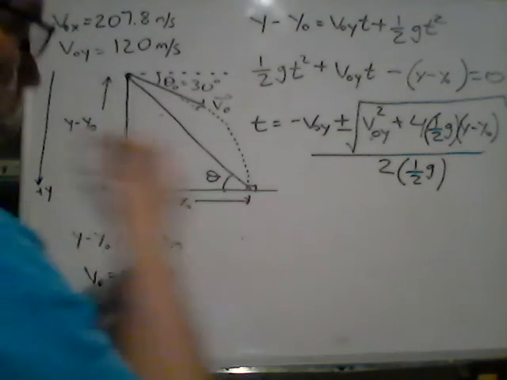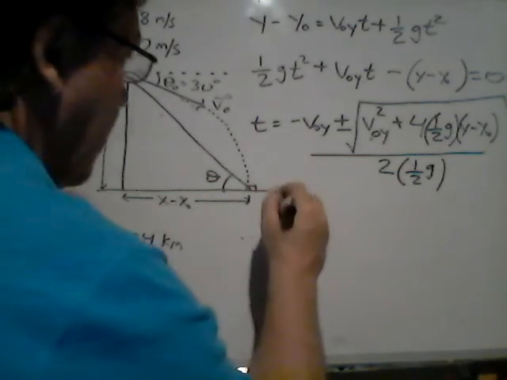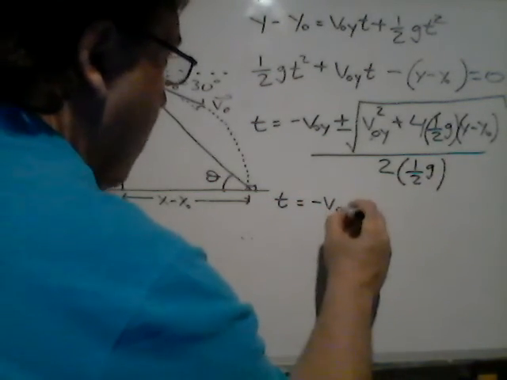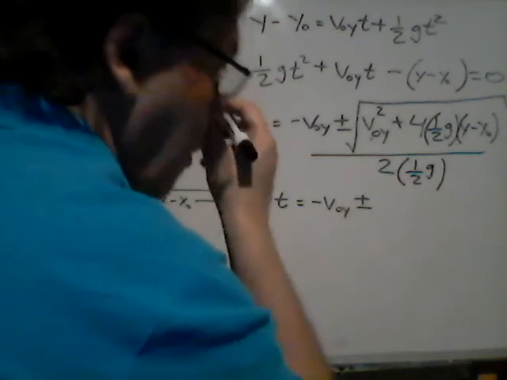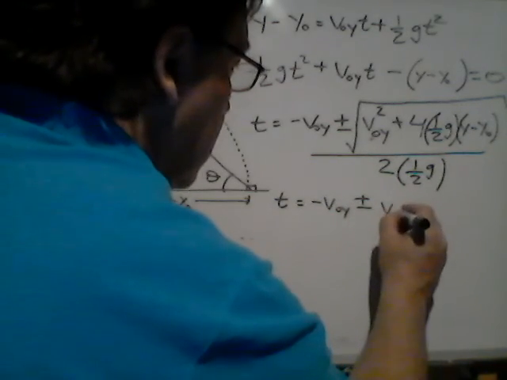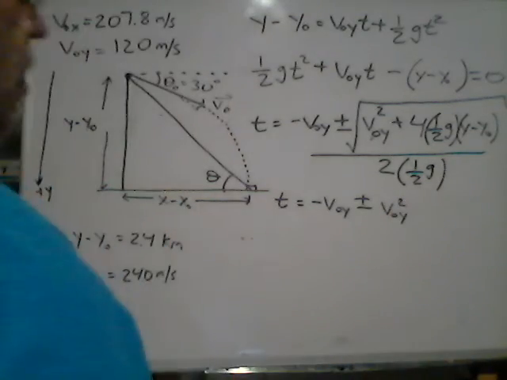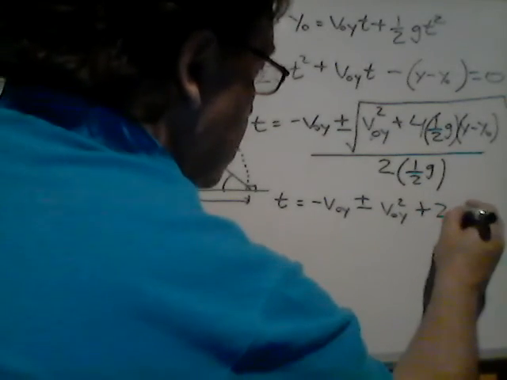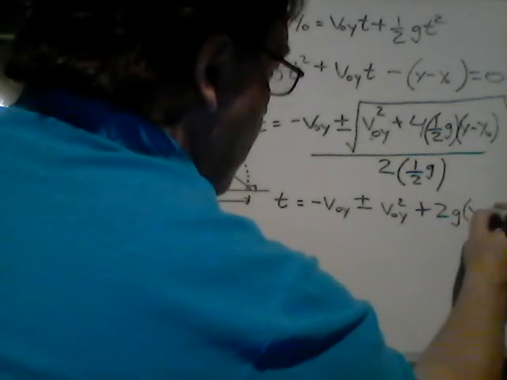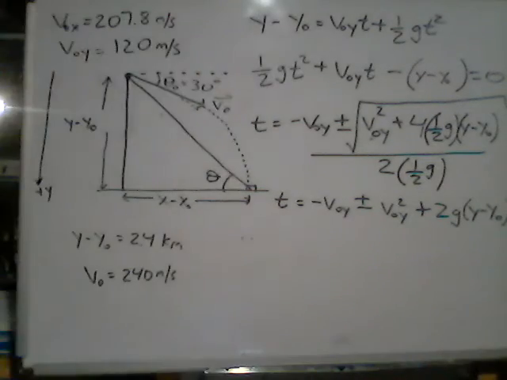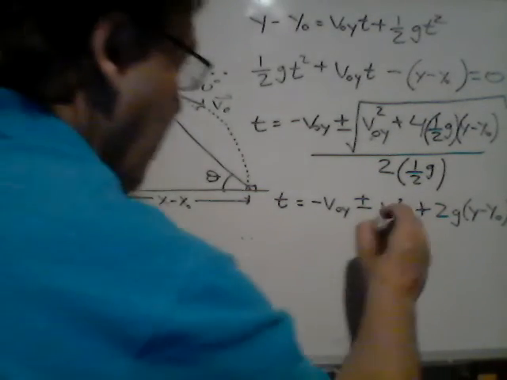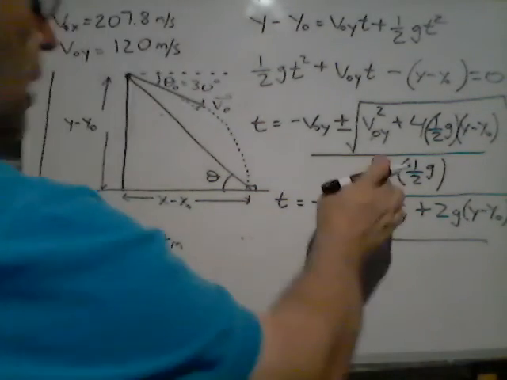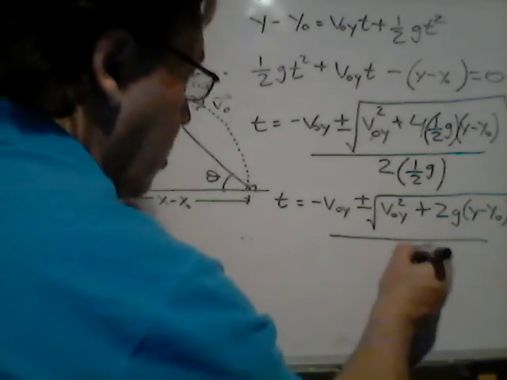Okay, now the rest of it's just employing the quadratic formula. So t is negative v naught sub y plus or minus the square root of v naught sub y squared. 4 divided by 2 is 2, so I'm going to have plus 2g times y minus y naught. Square root of all of that in a radical. And then for the division, 2 divided by 2 is just 1, so it's all divided by g.